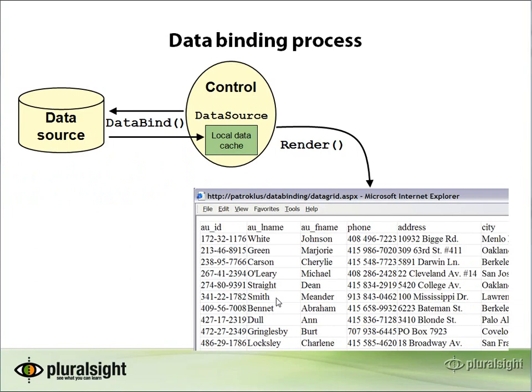Now, what actually happens when you perform that data binding is we set the data source property. When you invoke data bind, that causes the control to retrieve data from the data source that you initialized, and it's going to create its own local cache of that data, just so that it can keep it around between the time when you bind the data and the time that it actually needs to render the data out to the response. So that's the process. You set up the data source, call data bind, it creates a local cache with its own copy of the data, and eventually renders it back to the client.